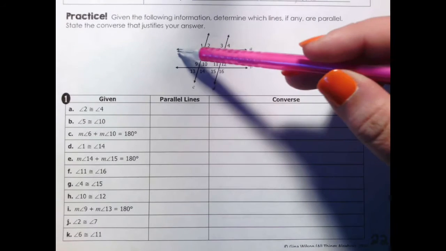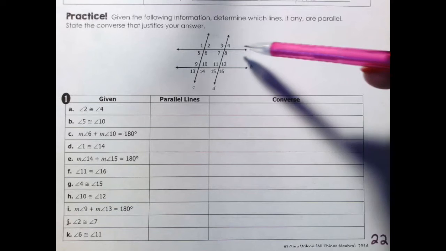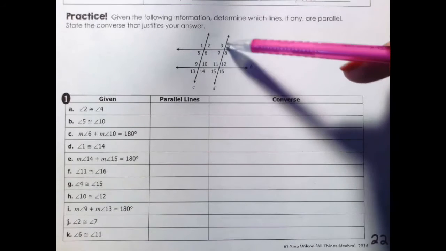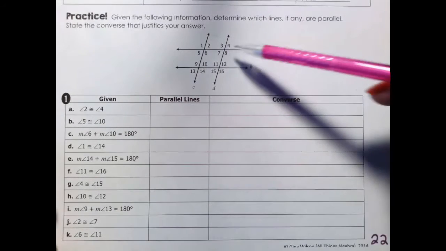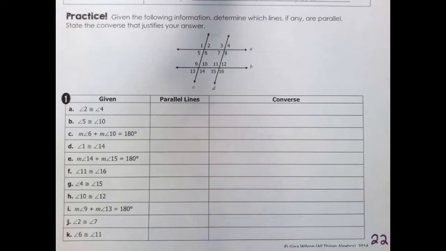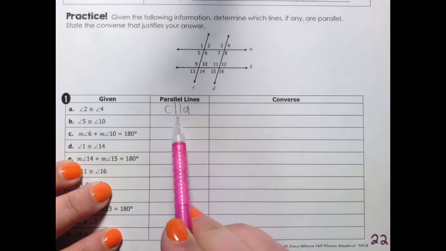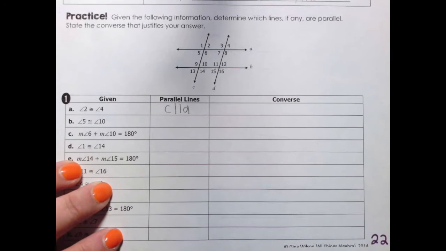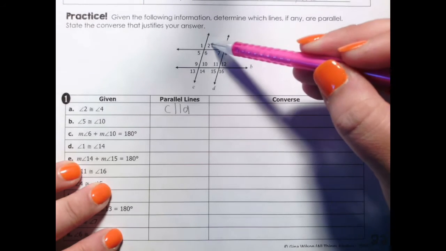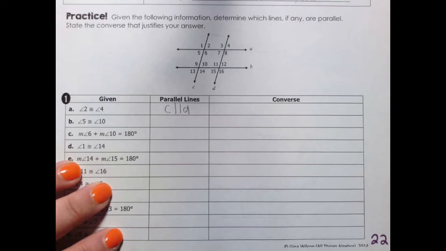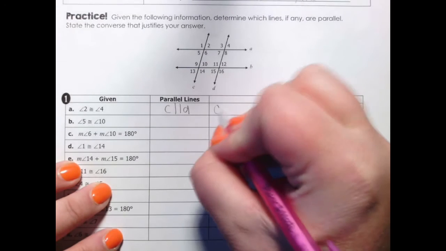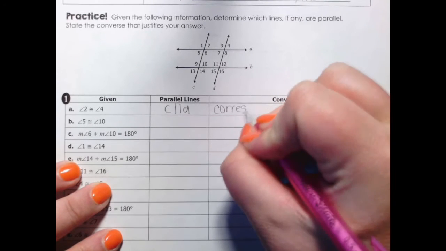So my transversal cutting through those 2 angles is going to be line A. And if angle 2 and angle 4 are congruent, that is going to tell me that lines C and D are parallel. So line C is parallel to line D. And the converse that told me that is going to be my corresponding angles converse, because angle 2 and angle 4 are corresponding angles. And if 2 corresponding angles are congruent, then we know those 2 lines are going to be parallel. Corresponding angles converse.